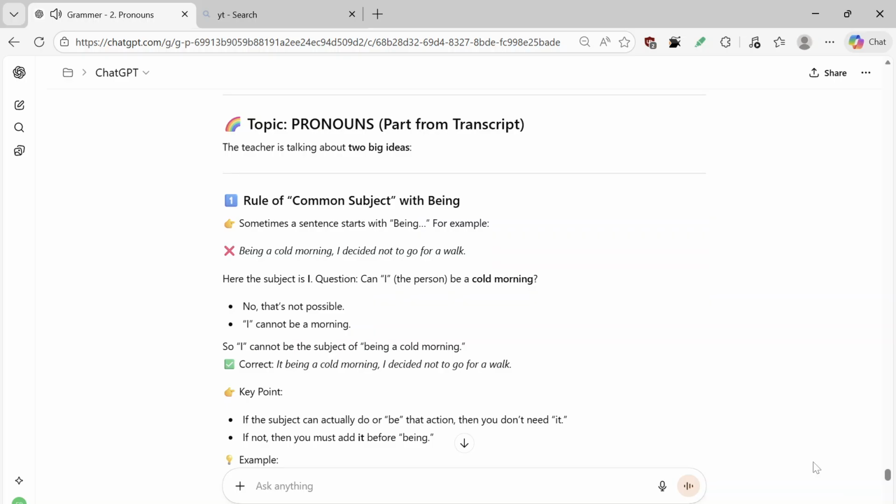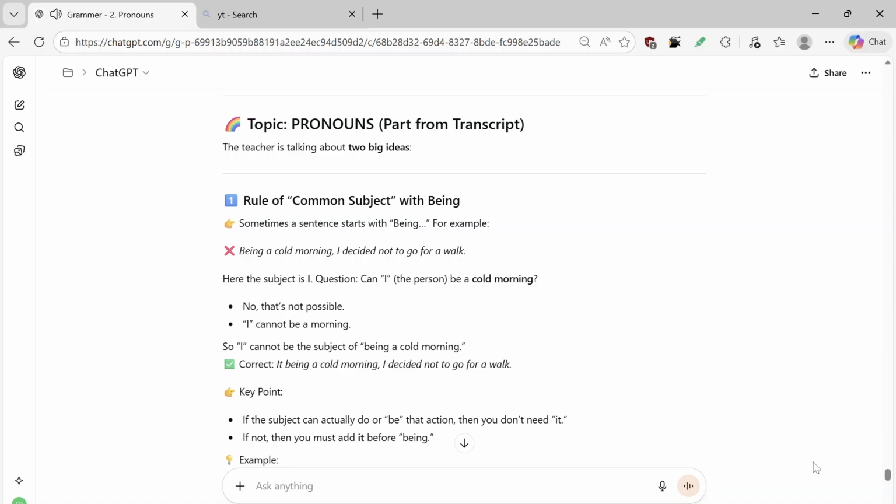Topic, pronouns, part from transcript. The teacher is talking about two big ideas. Rule of common subject with being. Sometimes a sentence starts with being. For example, being a cold morning, I decided not to go for a walk. Here the subject is I. Question, can I, the person, be a cold morning? No, that's not possible. I cannot be a morning, so I cannot be the subject of being a cold morning. Correct: it being a cold morning, I decided not to go for a walk.